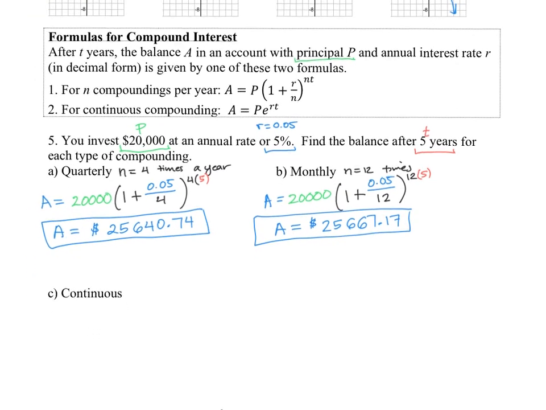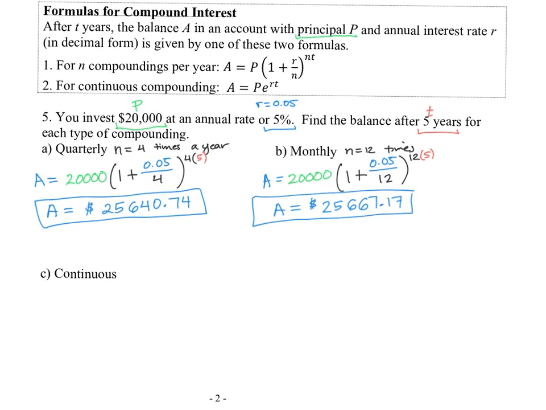And then the last scenario is if they are continuously compounding it. If they are continuously compounding, I'm using a totally different formula: A equals P e to the rt. I'm going to plug this in. A equals, my principal is still 20,000. e is a constant, it's 2.7 something. It's on your calculator, so you're going to have to search for it. What is r? My rate is still 0.05. And how many years? 5 years.